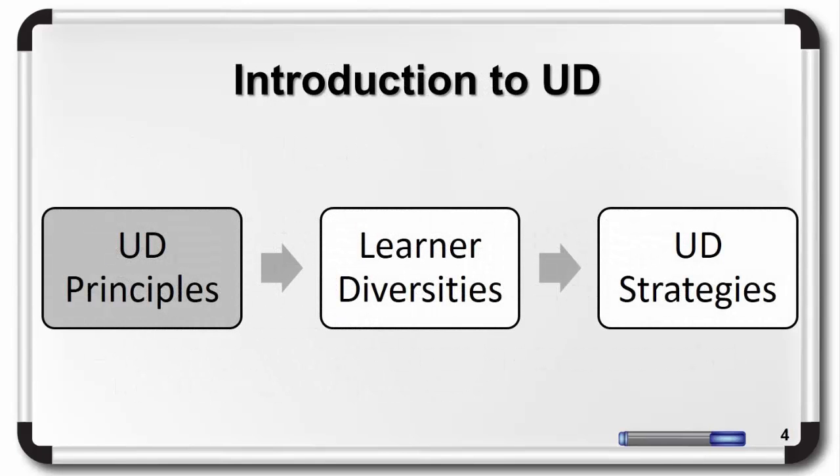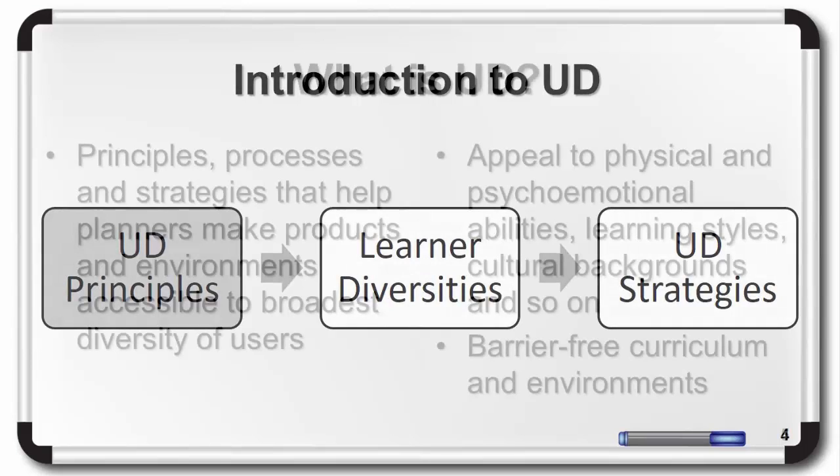This session has 3 sections. First, we'll discuss universal design in general and look at several principles that can guide our practice. Second, we'll look at the different diversities we often encounter in schools and the workplace that we must plan for. And lastly, we'll discuss some practical strategies you can implement in your design process to make your products more accessible.